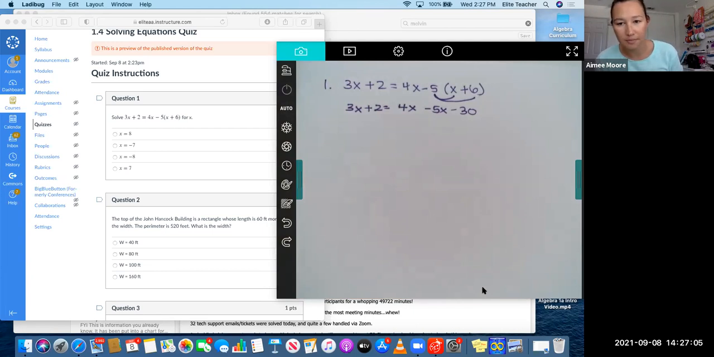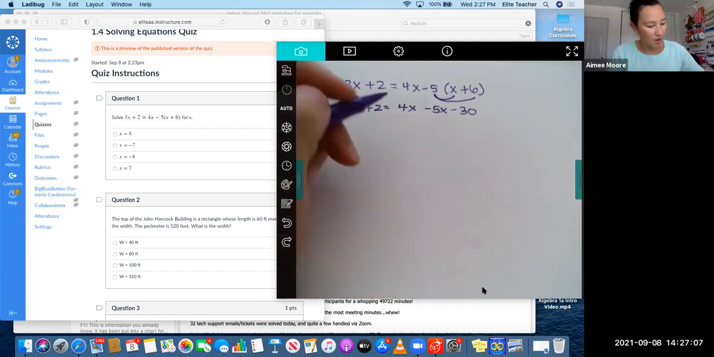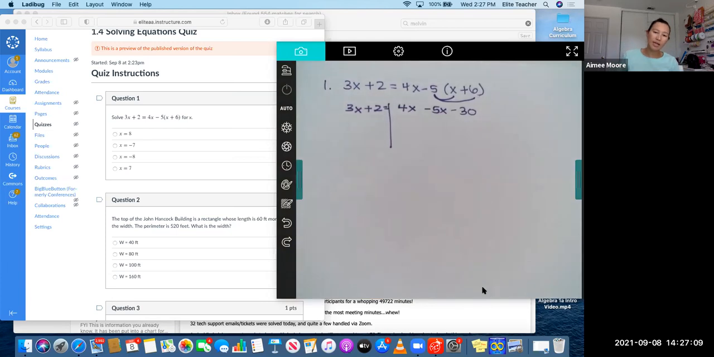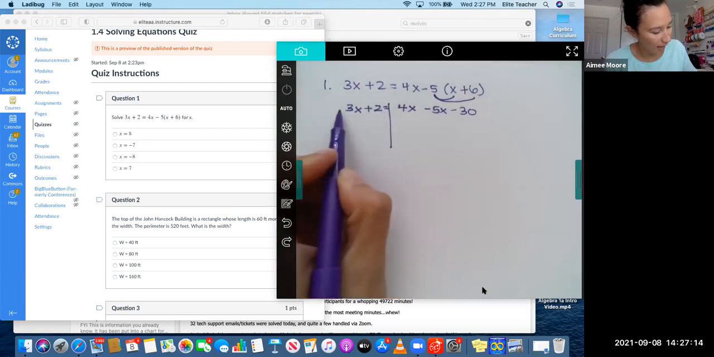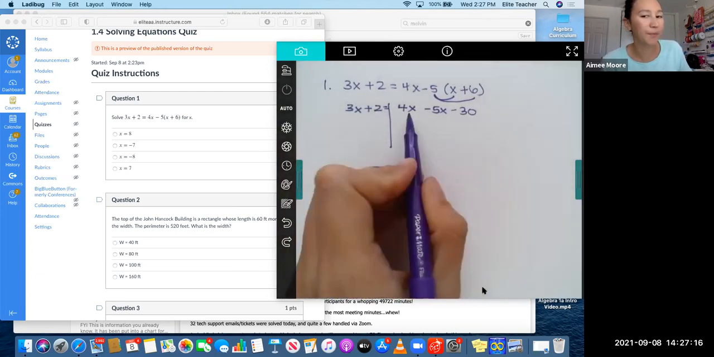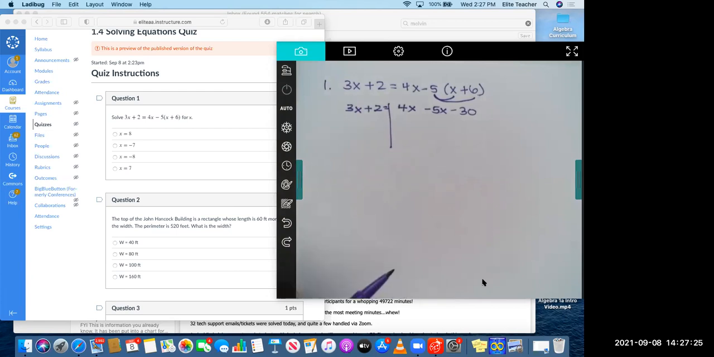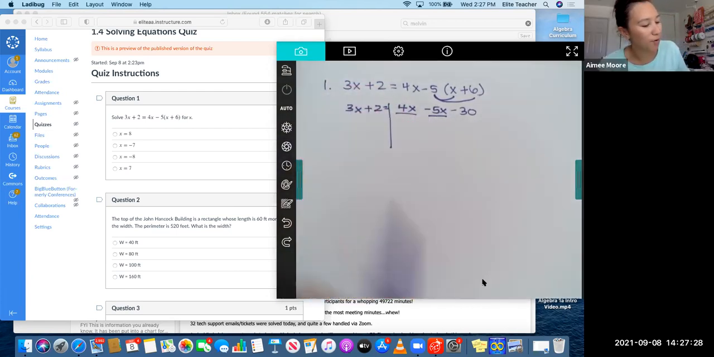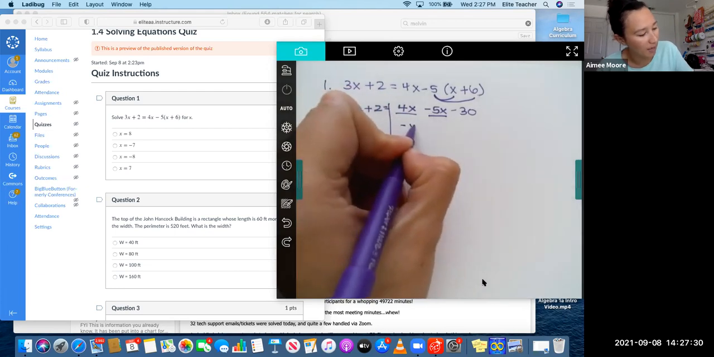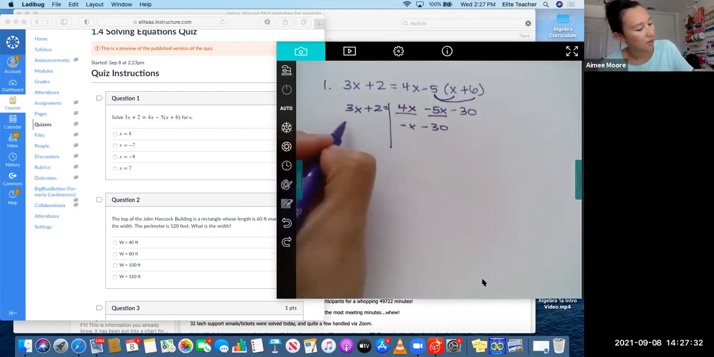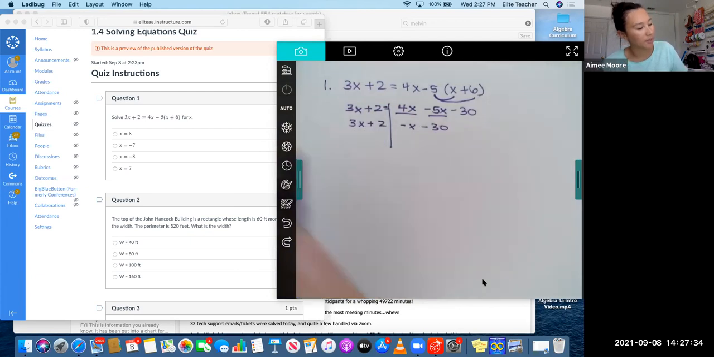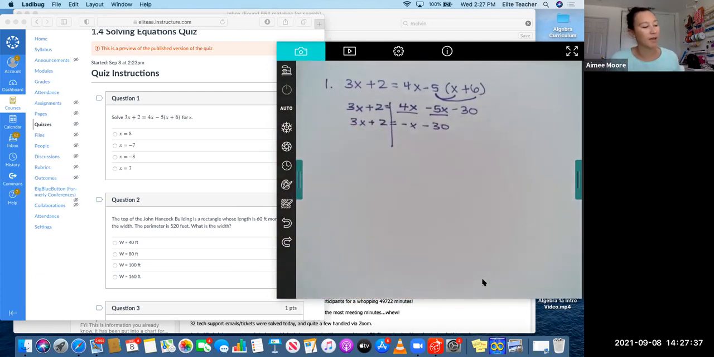Any questions so far? Okay, and then now before we start moving side to side, we got to check for like terms. So I don't see any like terms on the left. On the right, there are some like terms. What can I combine? Four x and 5x. Excellent. So 4x and -5x, which would be -x. Then we bring down our 3x plus 2, and that equals -x minus 30.